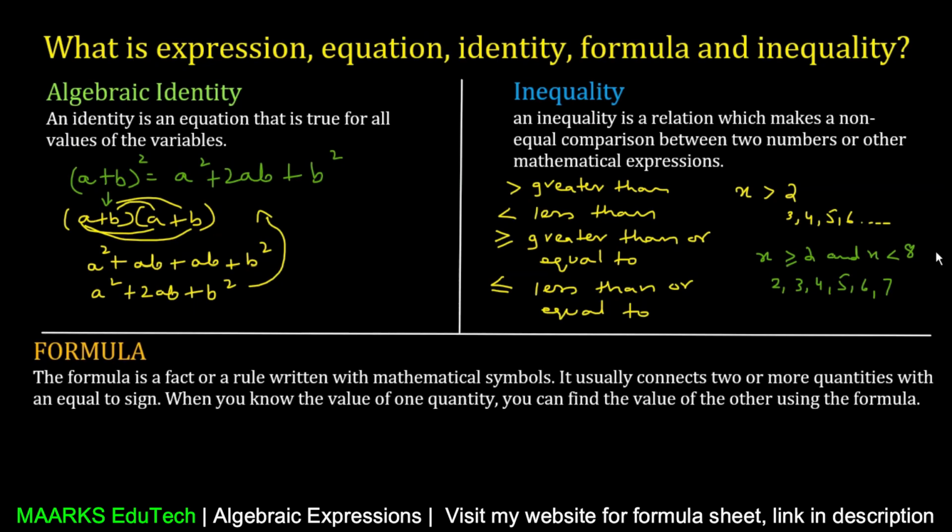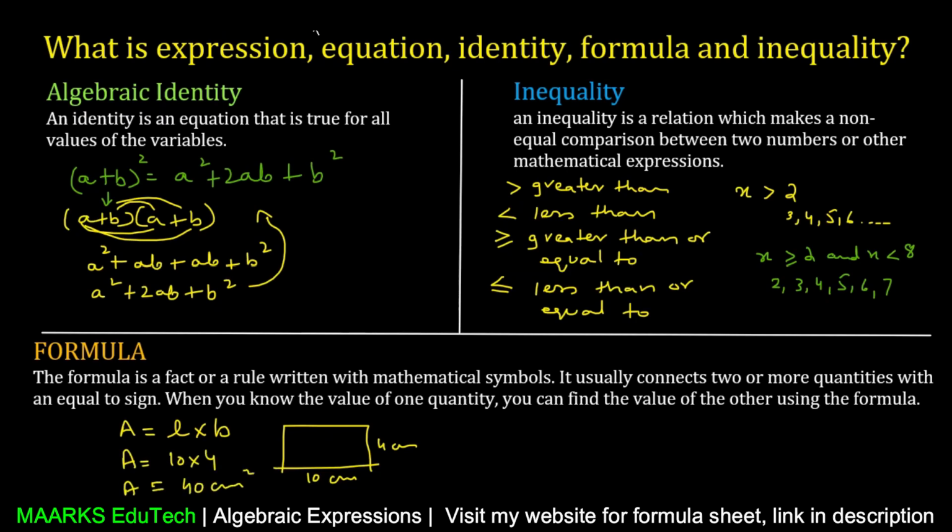Formula. A formula is a fact or a rule written with mathematical symbols. It usually connects two or more quantities with an equal to sign. When you know the value of one quantity, you can find the value of the other using the formula. For example, if we have a formula A is equal to L into B. So this is the formula for finding the area of a rectangle. If in a rectangle we know the dimensions, let's say this is 10 centimeter and this is 4 centimeter, we can easily find the area of it. So area will be equal to 10 times 4, so area is equal to 40 centimeter square. So this is about the formula.